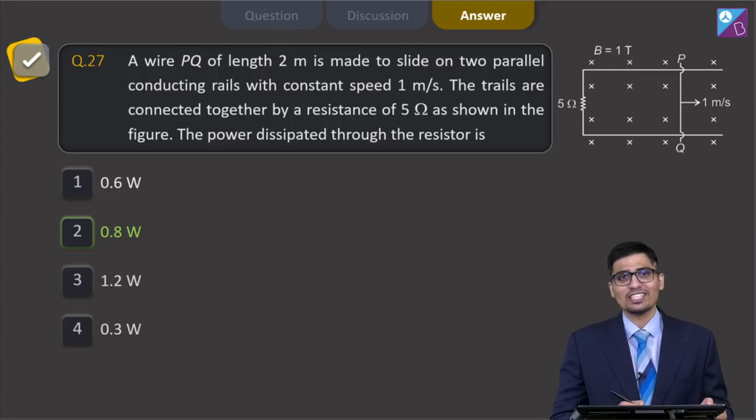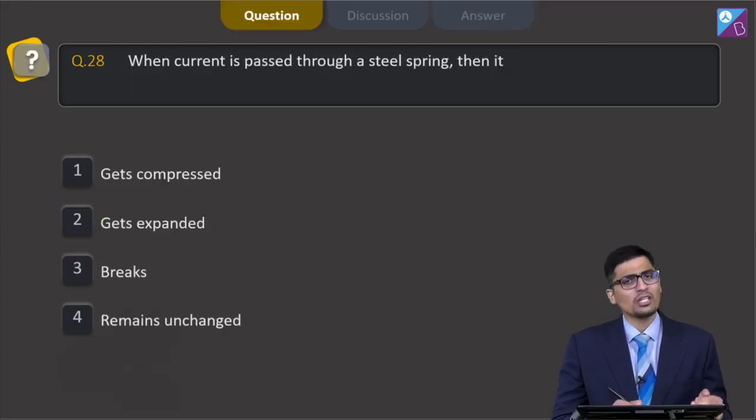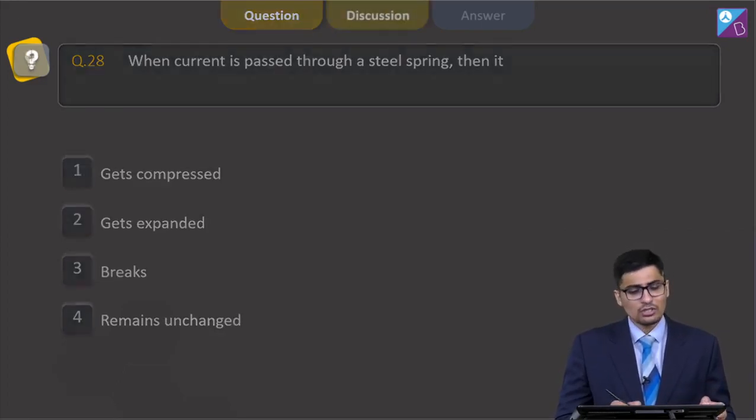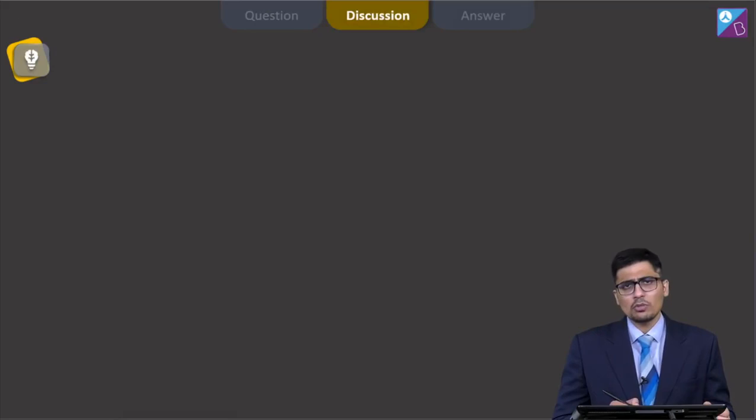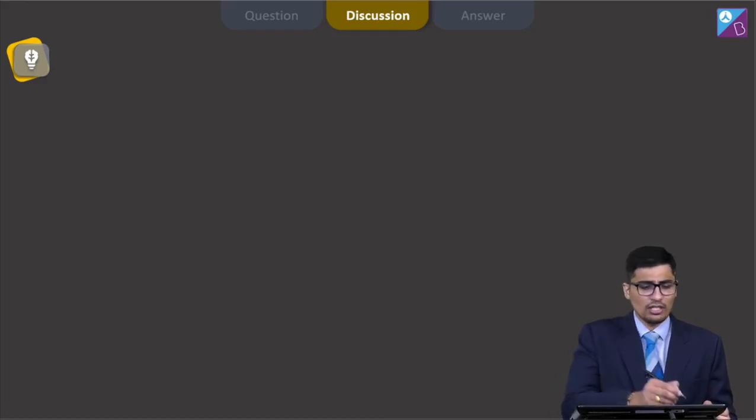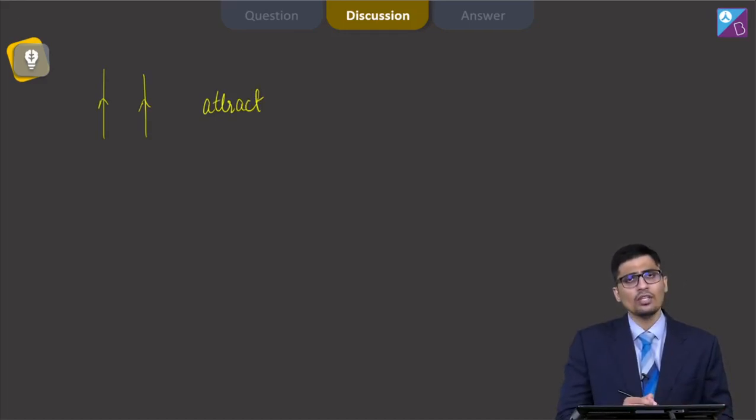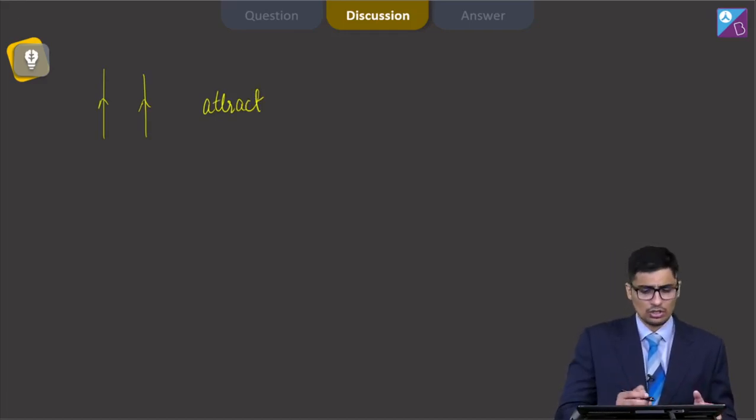Now let us proceed further and solve question number 28. Question 28 is a theoretical question, and it says that when current is passed through a steel spring, then it first gets compressed, gets expanded, breaks or remains unchanged. Dear students, although this question seems to be from the chapter current electricity, it is from the chapter moving charges and magnetism. The key concept here is that when there are two parallel current carrying wires, they attract each other. Now we can use this similar concept in this situation as well.